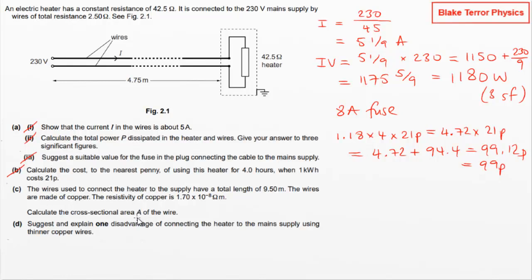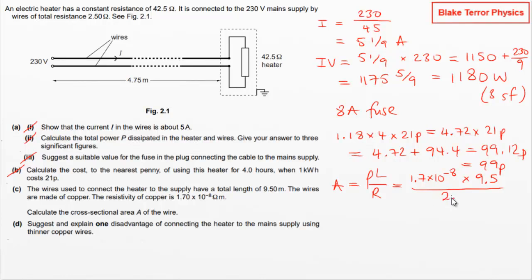Then part C, the wires used to connect the heater to the supply have a total length of 9.5 meters. All right, so we need cross-sectional area from our resistivity formula. So rearranging that, we're going to have resistivity times length divided by resistance. So 1.7 times 10 to the minus 8 multiplied by the length, which is 9.5, divided by the resistance. What was the resistance of the wire?